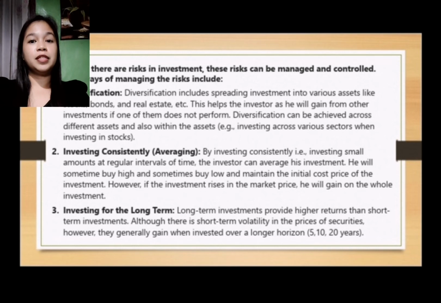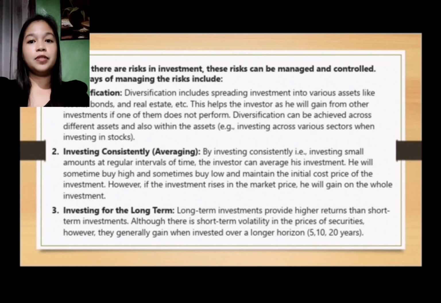Various ways of managing the risk include diversification, investing consistently, averaging, investing for the long term. Diversification includes spreading investment into various assets like stocks, bonds, and real estate, etc. This helps the investor as he will gain from others' investment if one of them does not perform. Diversification can be achieved across different assets and also within the assets, investing across various sectors when investing in stocks.